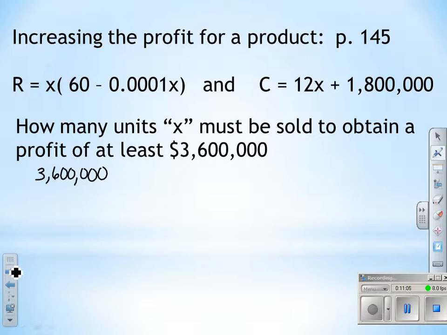So if we're trying to go with $3,600,000 at a bare minimum for our profit, we want that to be the smallest possible. Okay, so that's going to be offset with our revenue expression minus our cost one. Okay, we want that $3,600,000 to be bigger than what the difference between those two is. Okay, so now it's just a matter of doing some distribution and some simplifying, so see if you can follow me through that.